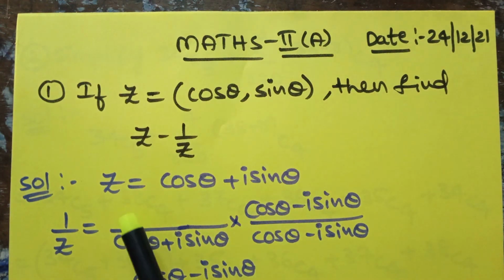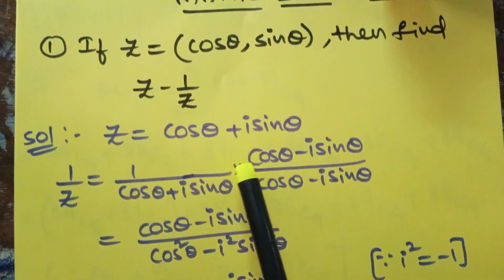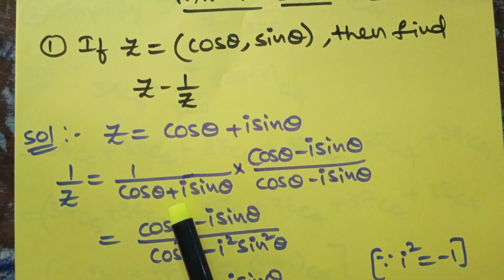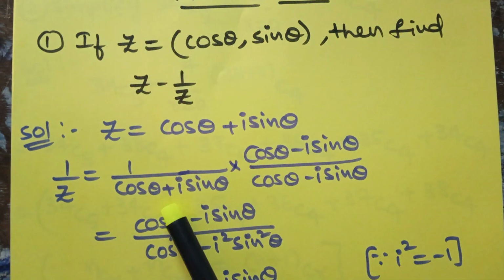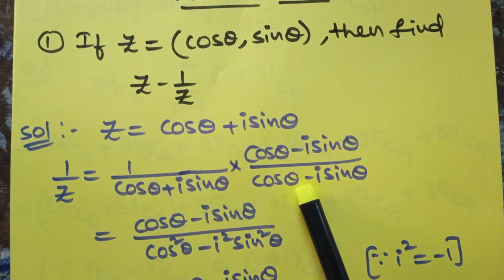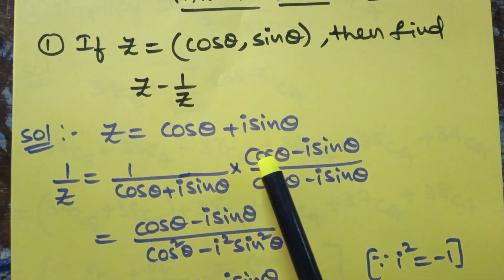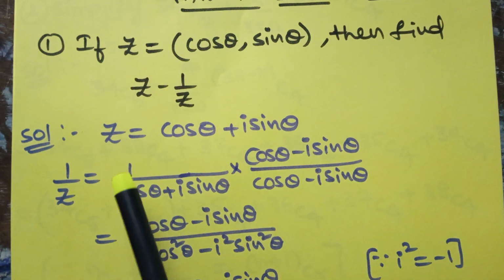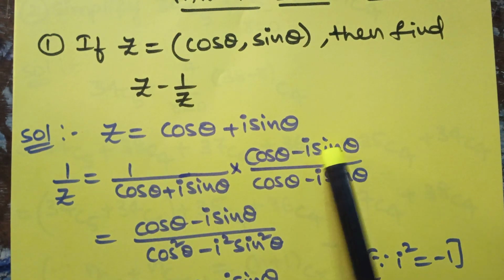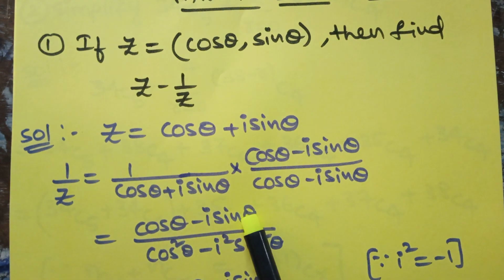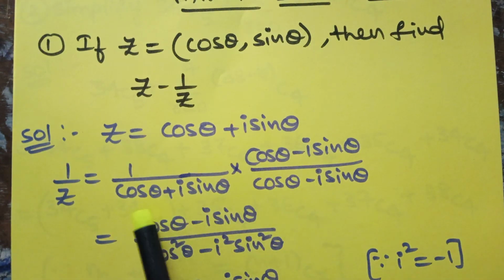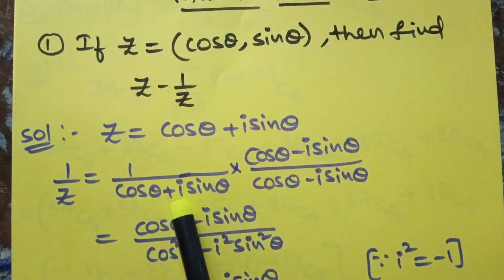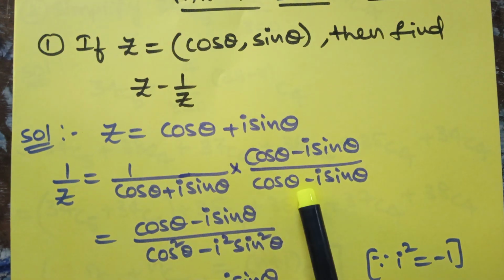So 1 by z is equal to 1 by cos theta plus i sin theta, rationalizing the denominator. Here there is a plus, so we have to take a minus sign, and we multiply and divide. So cos theta minus i sin theta upon cos theta minus i sin theta. 1 into cos theta minus i sin theta is cos theta minus i sin theta. When you observe these denominators, these two are in the form of a plus b into a minus b.